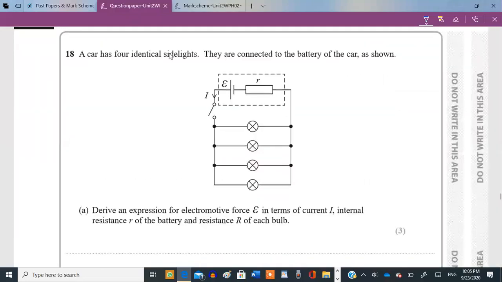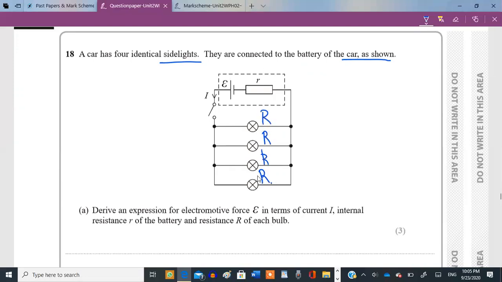Then question 18: a car has 4 identical side lights. They are connected to the battery of the car as shown over here. Okay, this is your battery, this is your switch, and this is the internal resistance. These are the side lights. They are all in parallel to the battery, but if you look at it, the battery has an internal resistance. Derive an expression for the electromotive force in terms of I, the resistance of the battery, and the resistance of each bulb. The resistance of each bulb is R.